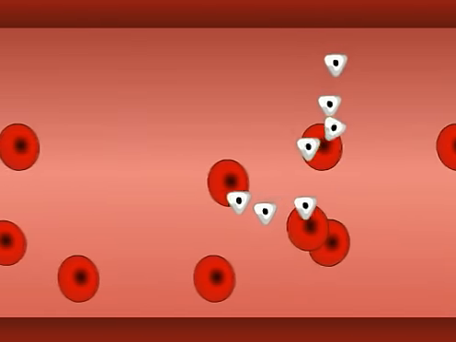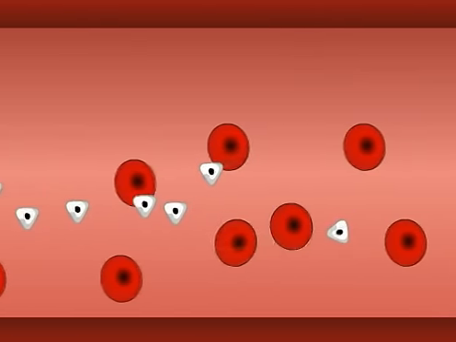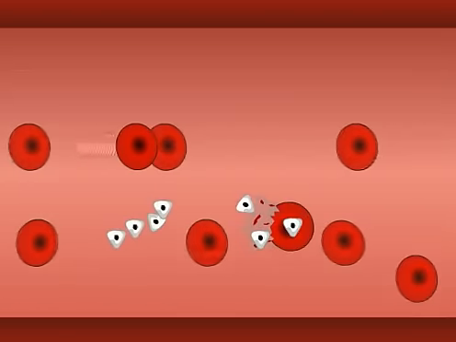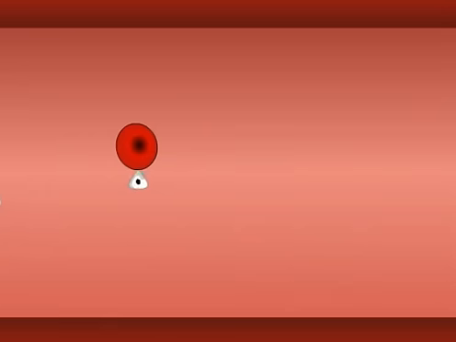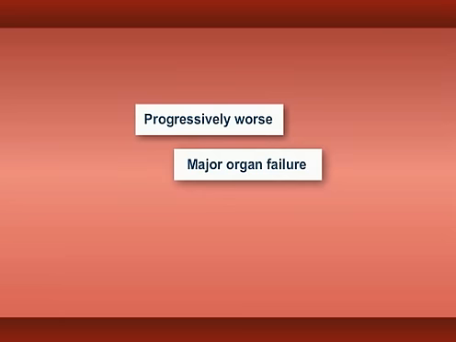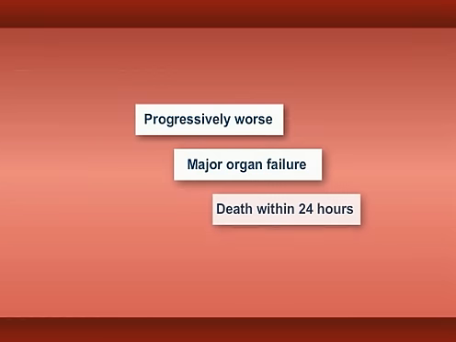Infected red blood cells eventually burst, releasing the merozoites, which infect new cells. This repeating blood stage cycle destroys massive numbers of red blood cells. The symptoms become progressively worse as the disease continues. Major organ failure may occur, and in severe cases, humans can die within 24 hours of the initial onset of symptoms.